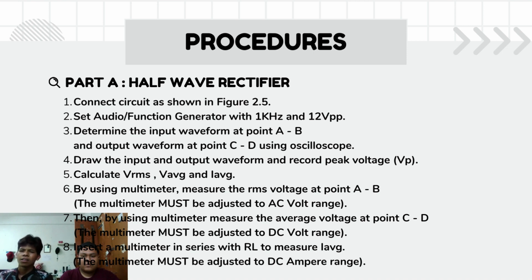Yang kelima, calculate VRMS, V average and I average. Yang keenam, by using multimeter, measure the RMS voltage at point A to B. The multimeter must be adjusted to AC range. Yang ketujuh, then by using multimeter, measure the average voltage at point C to D. The multimeter must be adjusted to DC range. Yang ke-8, insert a multimeter in series with RL to measure I average. The multimeter must be adjusted to DC ampere range.